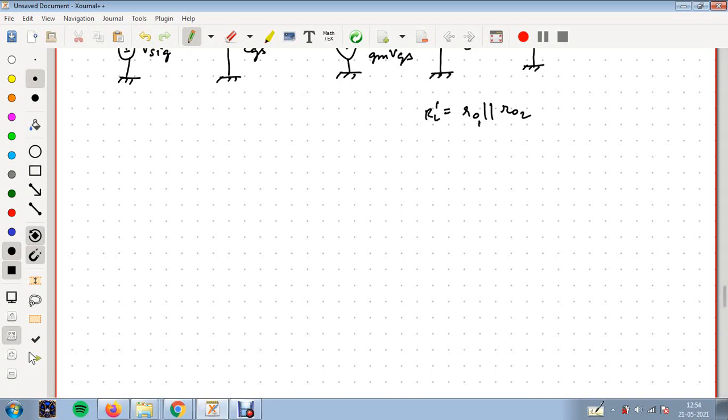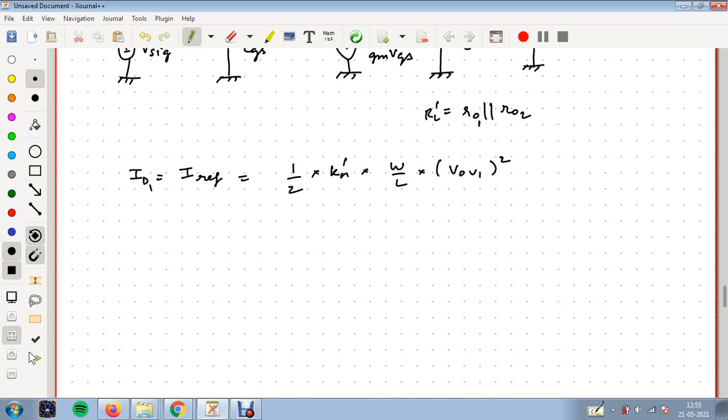Okay. Now let me find ID. ID is the current flowing through MOSFET Q1. ID1 is the same as I reference, since Q1 is in saturation. So I can straight away use W by L into VOV1 whole square. VOV1 is VGS minus VT, right?